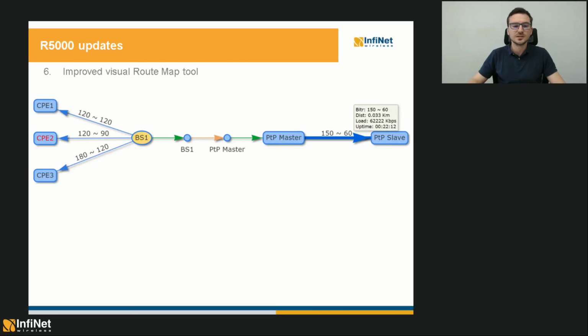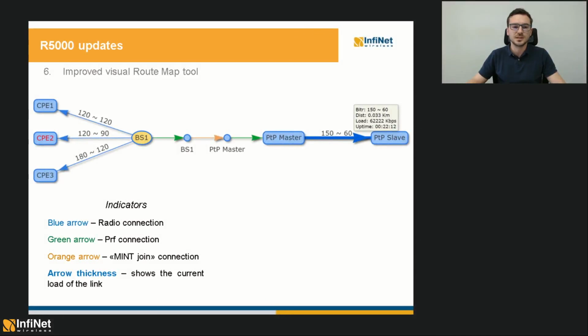There are some color indicators that help you distinguish between the different types of connections that you have in your network. So the blue arrows represent the radio connections between your units, the green arrows indicate PRF connections, and the orange arrows show the Mint joins that you have created between various Infinet devices. As the traffic carried out through a link increases, the arrow becomes thicker, indicating the total traffic load.